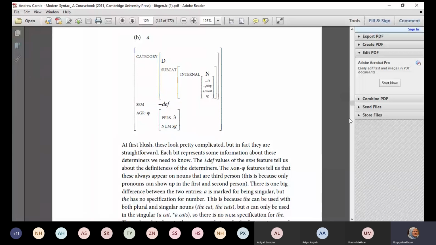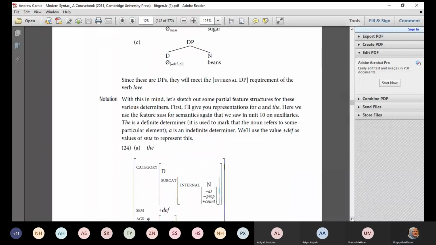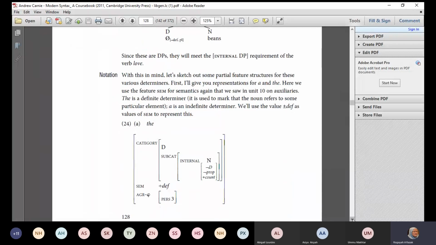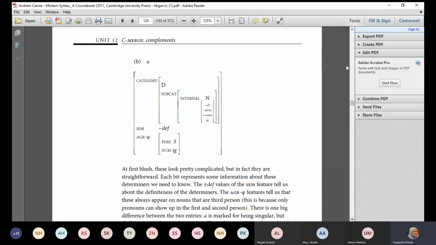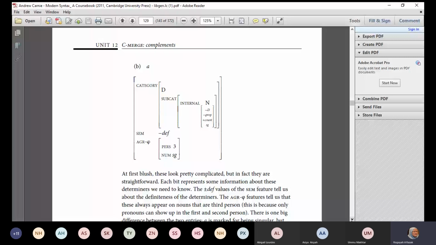So we look down. We look. The next page is, oh, I see. The first page just now is this one, the. So this the is plus definite, and then this a is minus definite. A car can be any car, not definite.